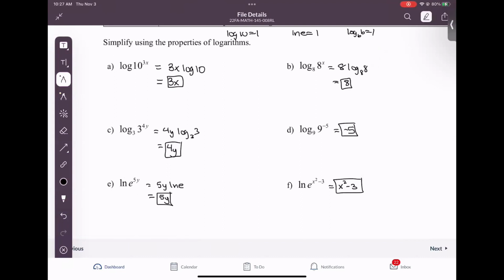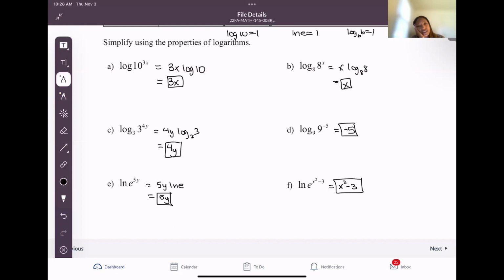I'm very confused. For B, how did you get, like, where'd the x go? Oh, I made a typo. That's what's wrong. That's why you're confused. It's not you, it's me. That should be an x. Oh, so it should be x. Yeah, and then 8 to the x equals x.